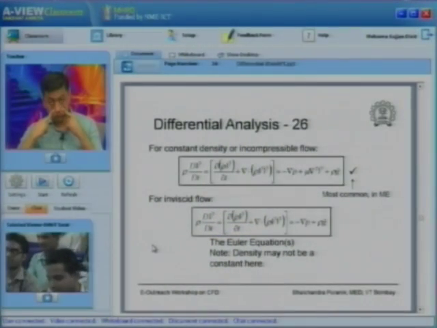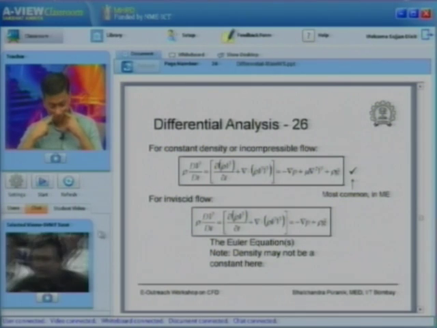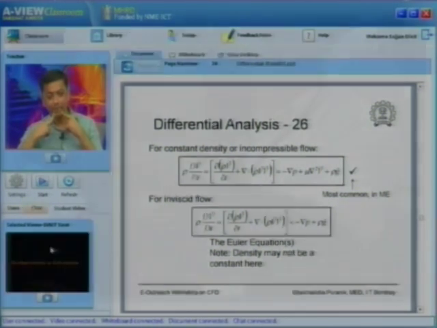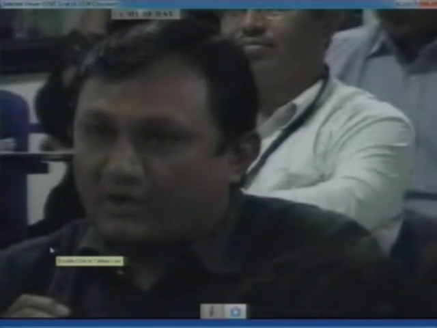Myself, Arun Kumar H. Puronia. I am from the Applied Mechanics side. I am working as a lecturer in C.K. Pithawala College of Engineering and Technology, Surat. Also, I am a PhD student of this college, SVNIT.